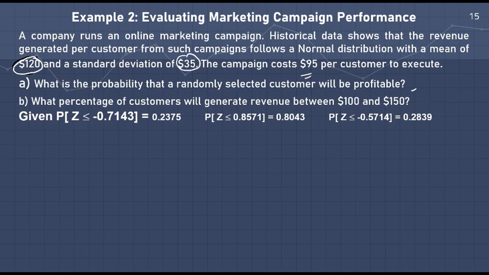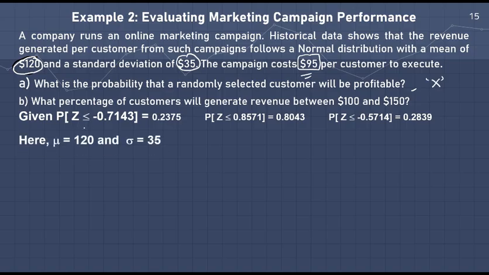Now you see, the campaign costs $95 per customer to execute. That means that is the cost. So I will get profit only if the value of X, the revenue generated, is greater than $95. So we start with this problem.